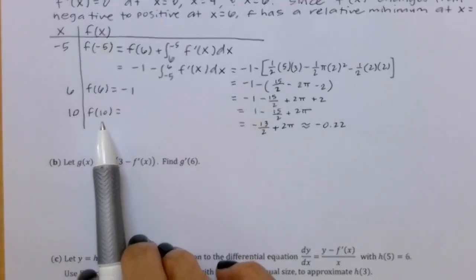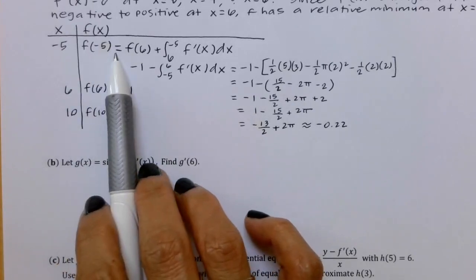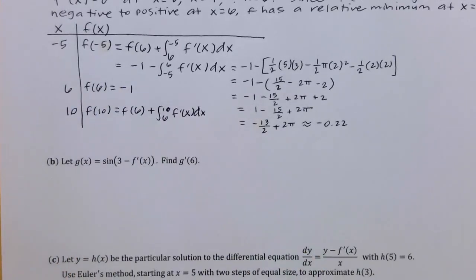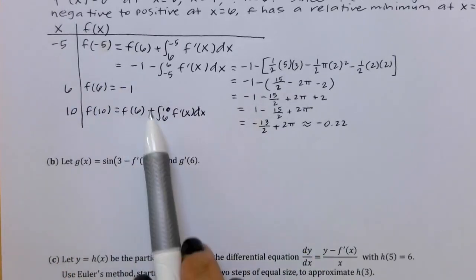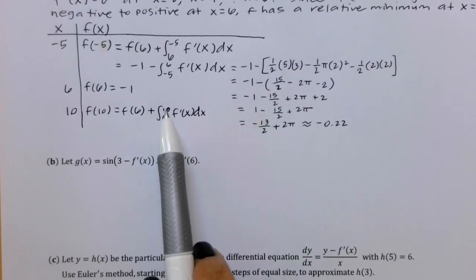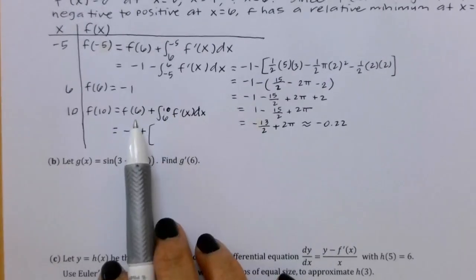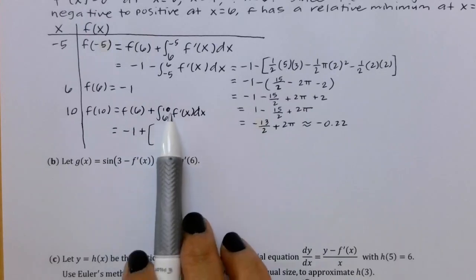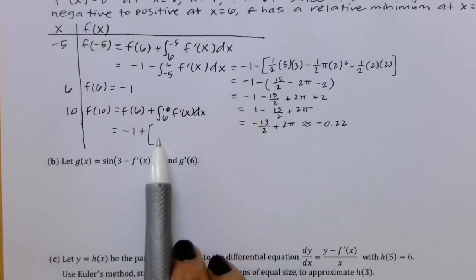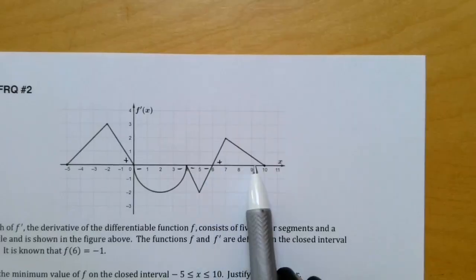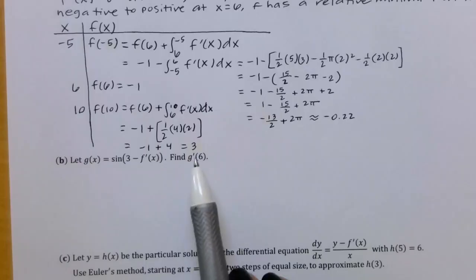To find f of 10, we're going to do the exact same thing we did for f of -5. So f of 10 equals f of 6, which is what we have, and then we add to that the integral from what we have to what we want of f prime of x. I plugged in -1 for f of 6, and this is already in the right order, so now we're just going to do the area under the curve from 6 to 10 of f prime. From 6 to 10, it's just the area of this triangle, and you get 3.